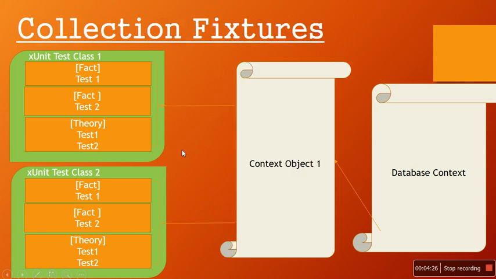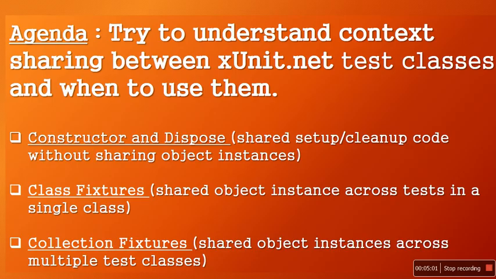So let's move toward collection fixture. Inside the collection fixture you can see the database context is created only once, and it can be shared with the multiple test classes, means test class 1, test class 2, test class 3. It doesn't matter how many test classes you have in your test project. The database context object will be created only once. So this is the visual representation of the context sharing techniques. I will show you how it works practically in Visual Studio.